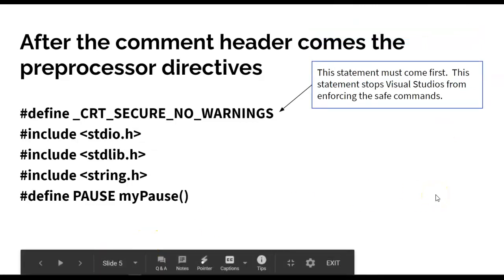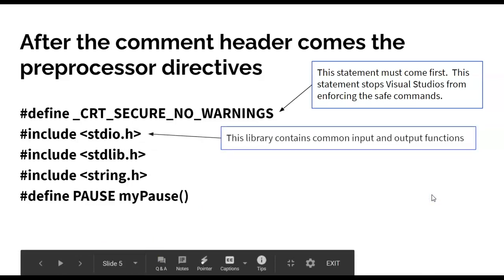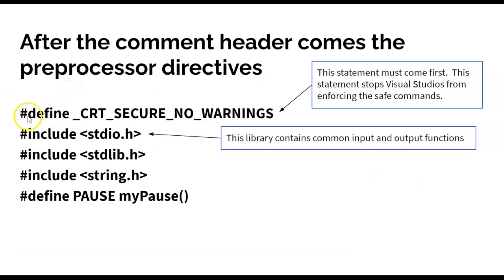Okay, when it comes to preprocessor directives, notice this one right here: #define _CRT_SECURE_NO_WARNINGS. This is for Visual Studio only. It's a command that Microsoft came up with, and basically it turns off the safe commands, the underscore S commands. If you're familiar with the underscore S commands, great, use them if you'd like.